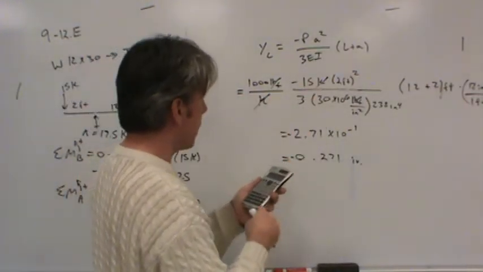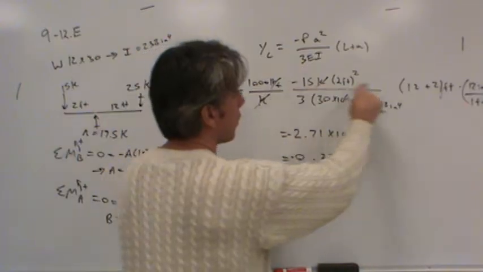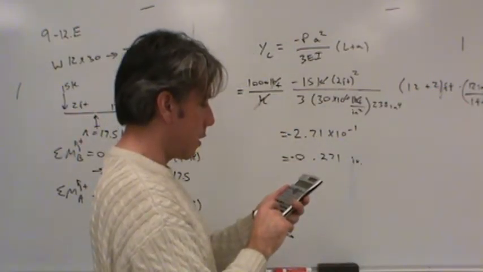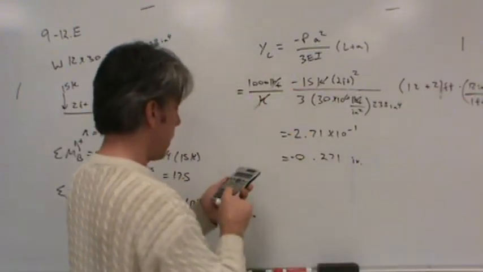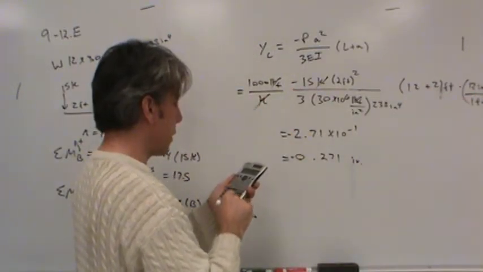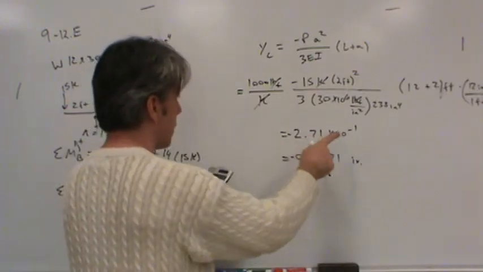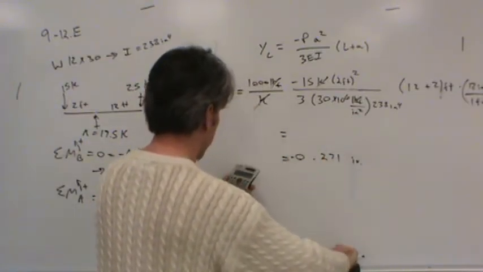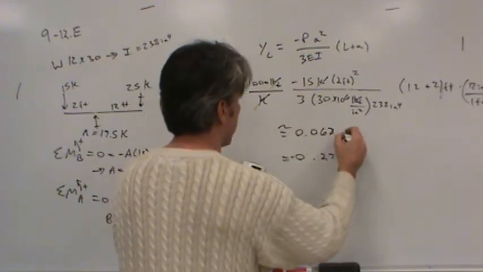Anyway, plugging all this in, let's see, 15 times 4, just going all the way across the numerator, times 14 times 12 cubed should take care of all the numerator. Divided by 3, divided by 36, and divided by 238. Now I get 0.068 or so inches.